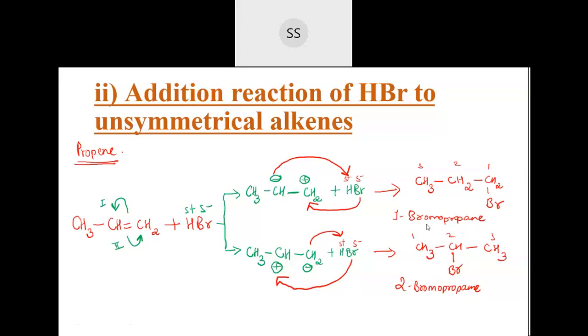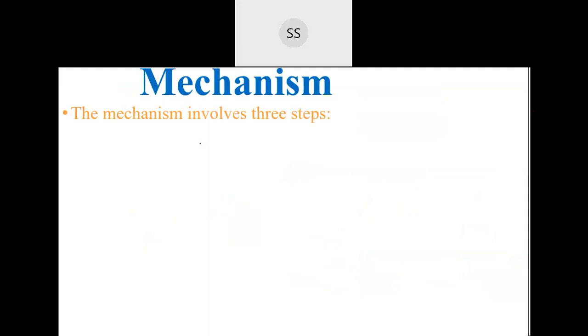So I will tell you now which is major and which is minor, so that you understand through the mechanism. We have a mechanism to study here, and that's very, very important. This mechanism that you're going to learn is very important. Let me start with the mechanism. The mechanism of this unsymmetrical alkene consists of three steps, through which it proceeds. Let me start with the first step.